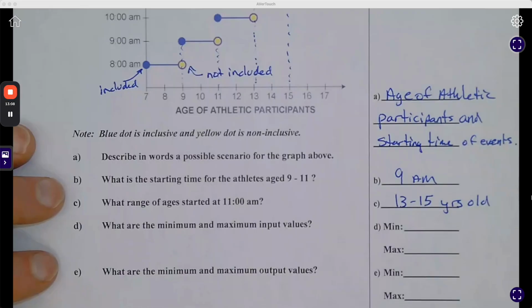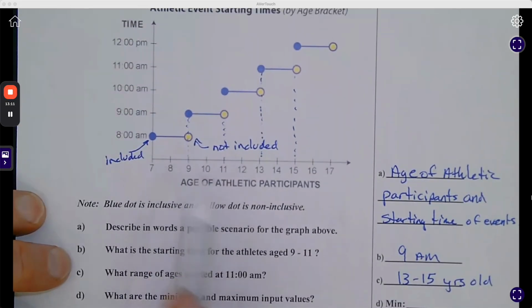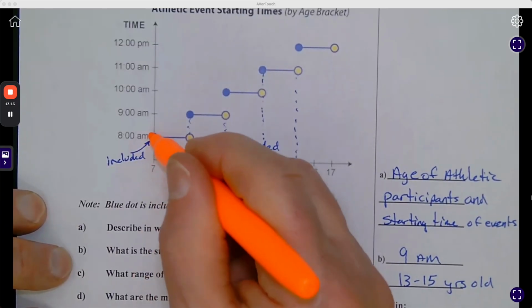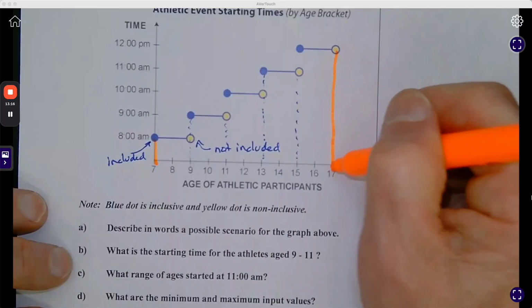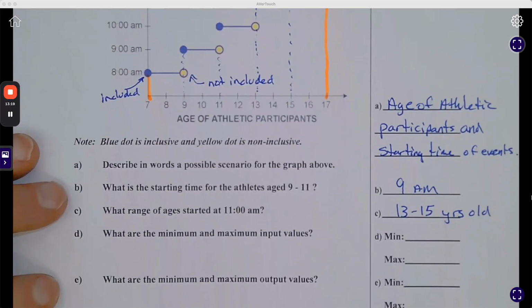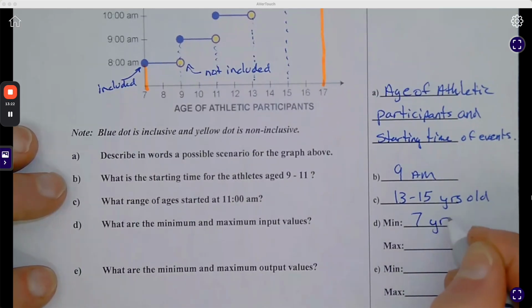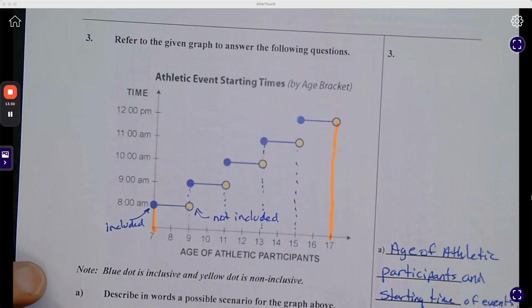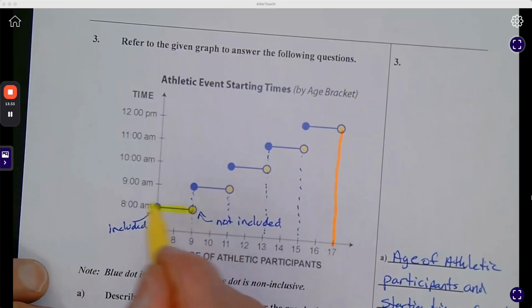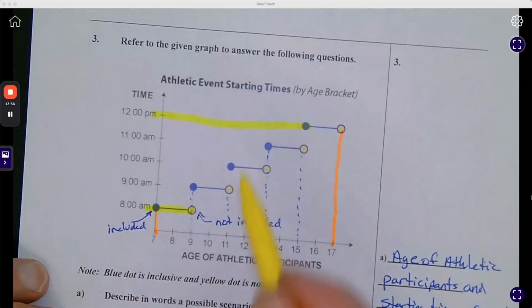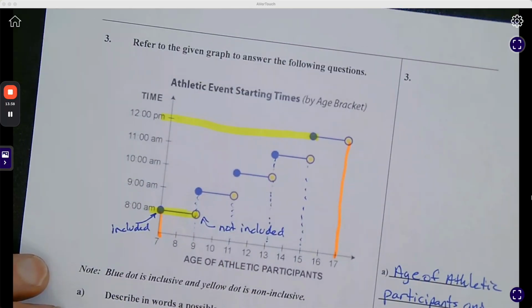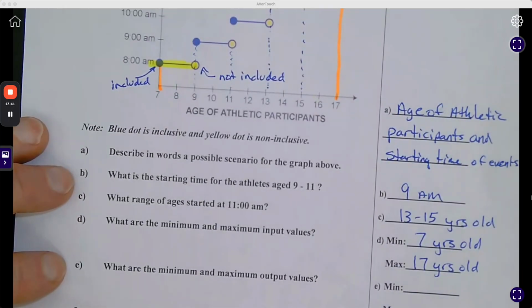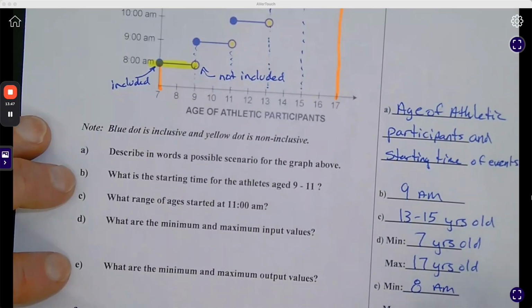What are the minimum and maximum input values? Okay, well, input is right here. So the minimum is 7. The maximum is 17. That's 7 years old and 17 years old. All right, what are the minimum and maximum output values? Well, the output values are here. Start at 8 and ends at 12. Okay, so 8 a.m., 12 a.m.